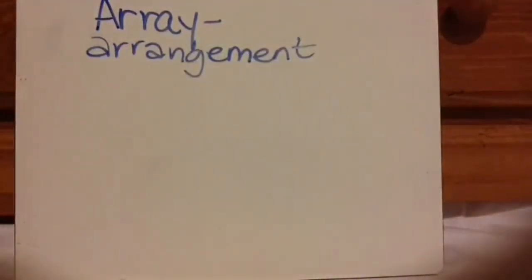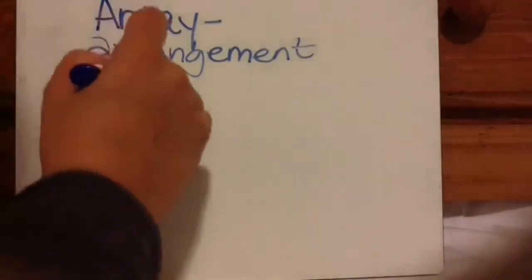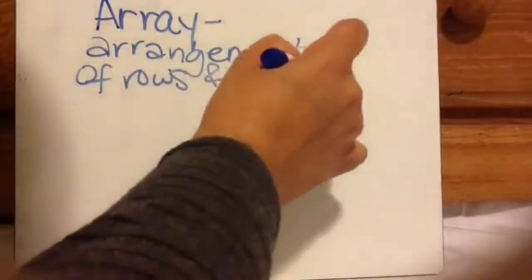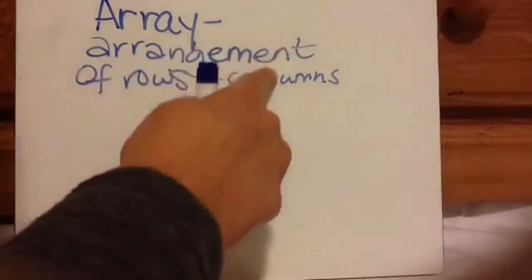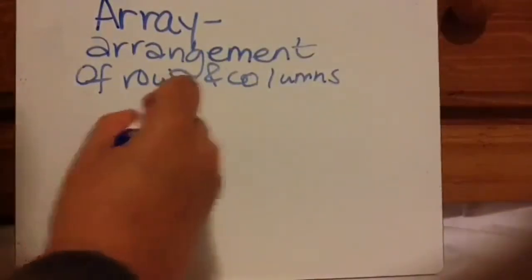So let's get started. We always think of an array like an arrangement of rows and columns. And when those rows and columns are multiplied, that gives us the total.